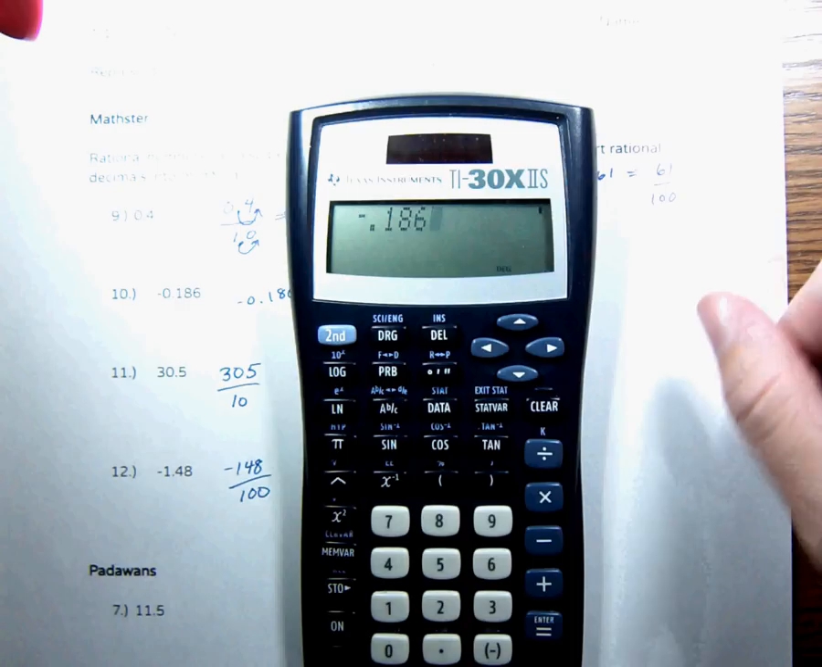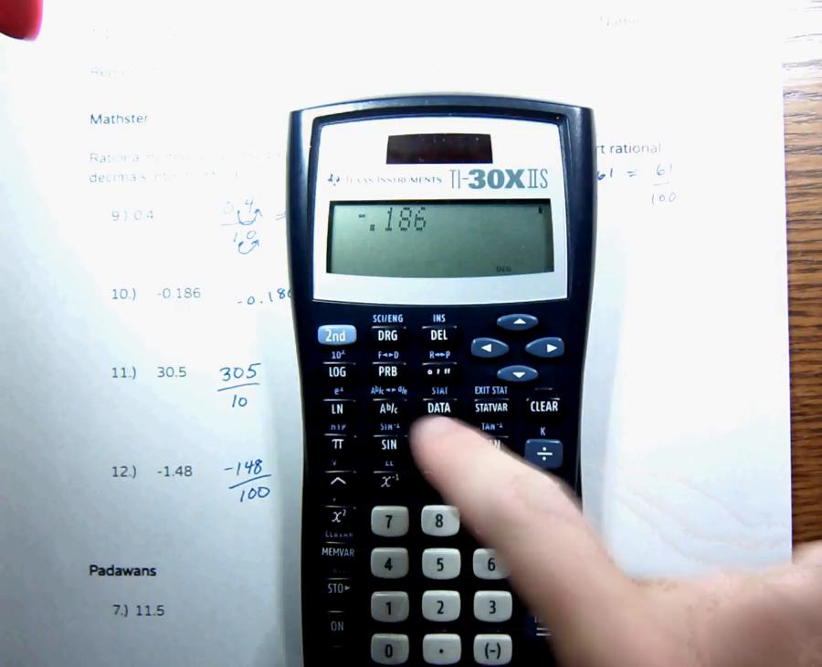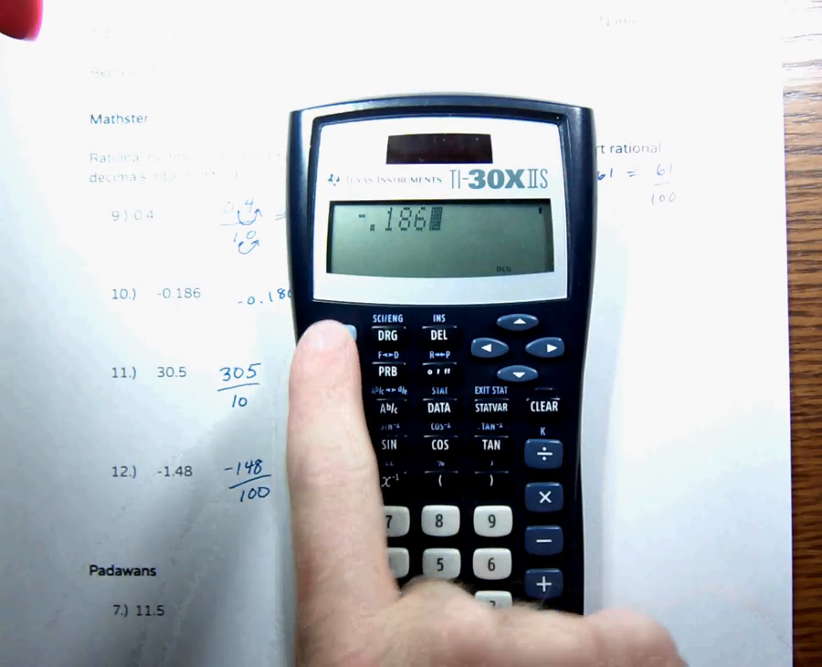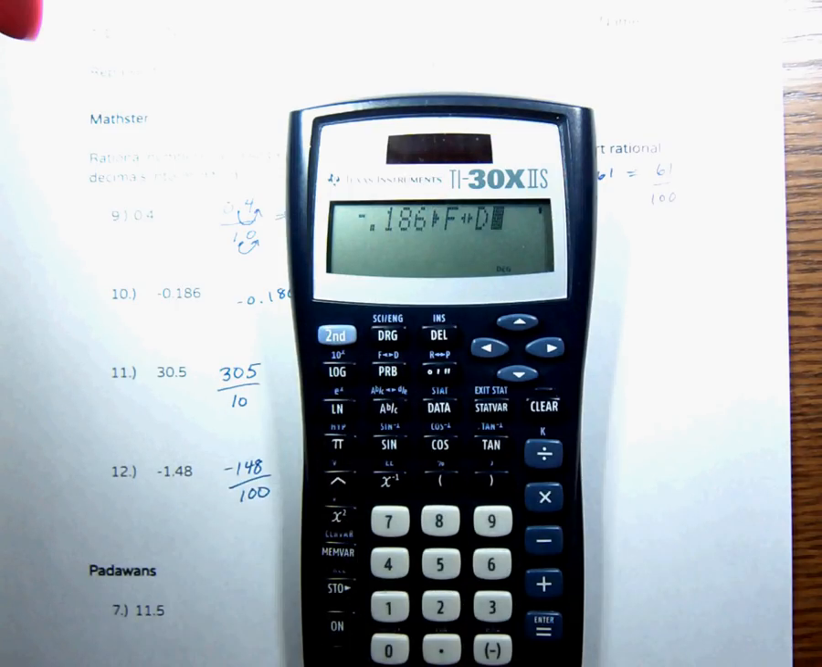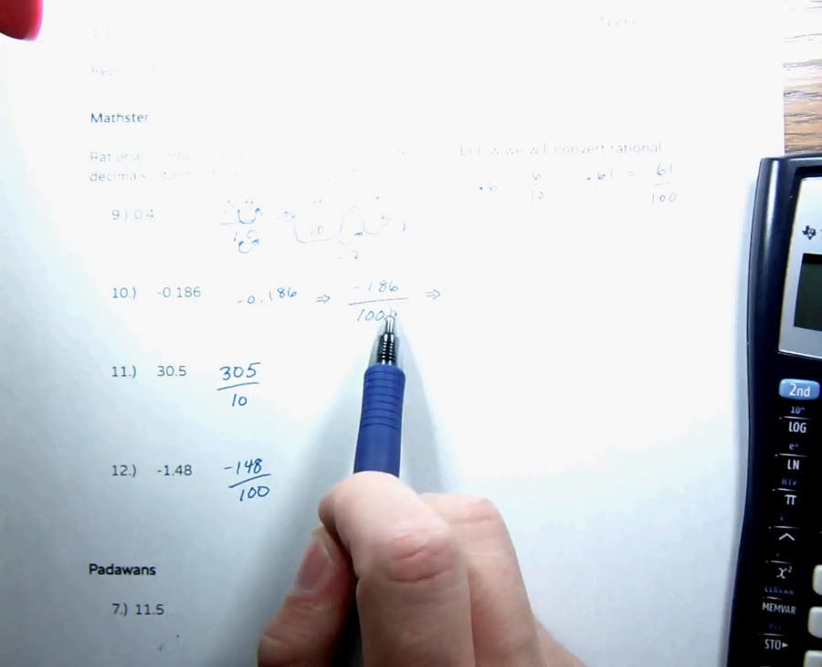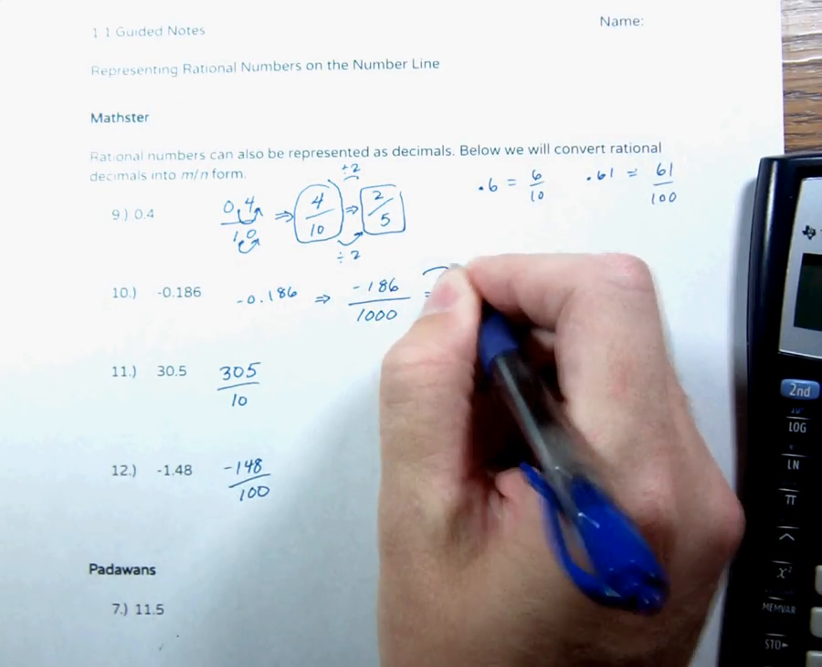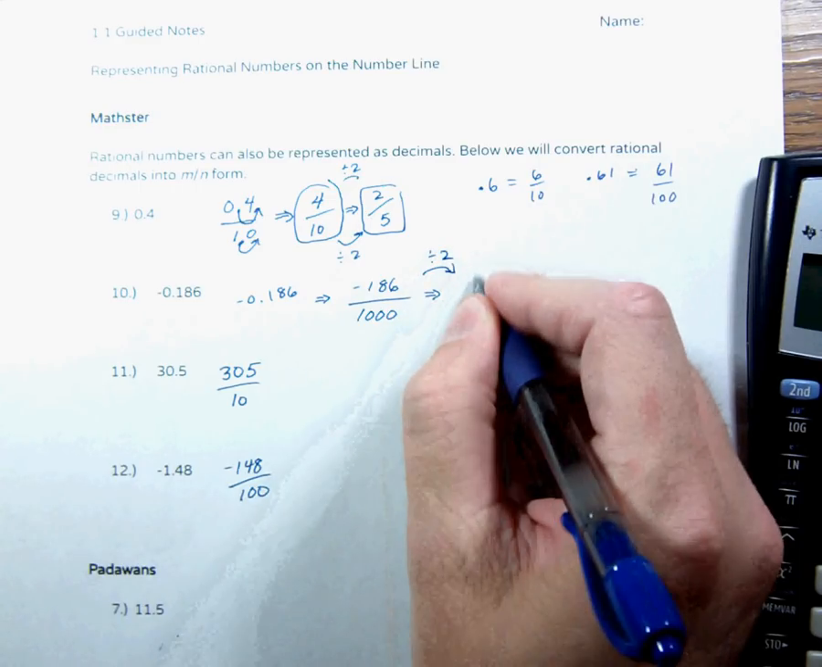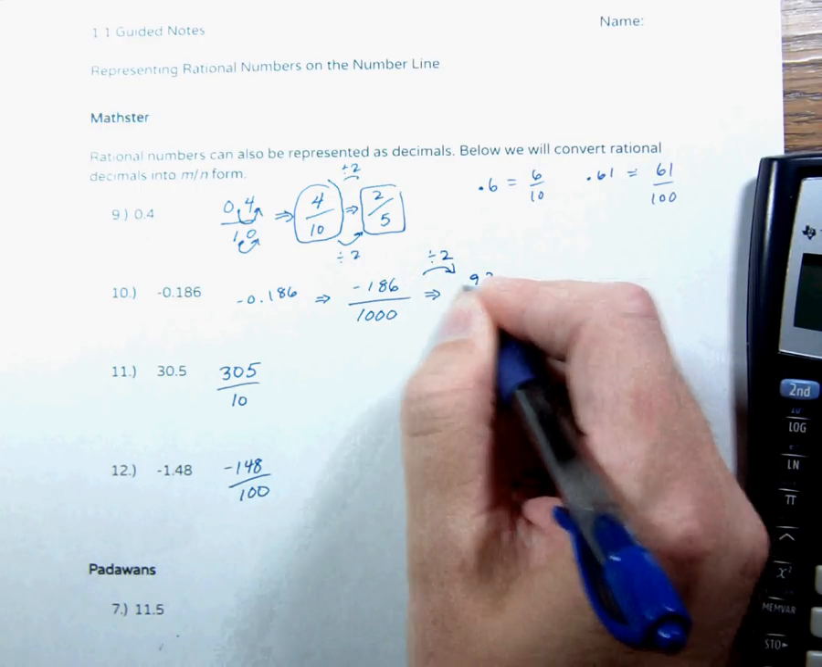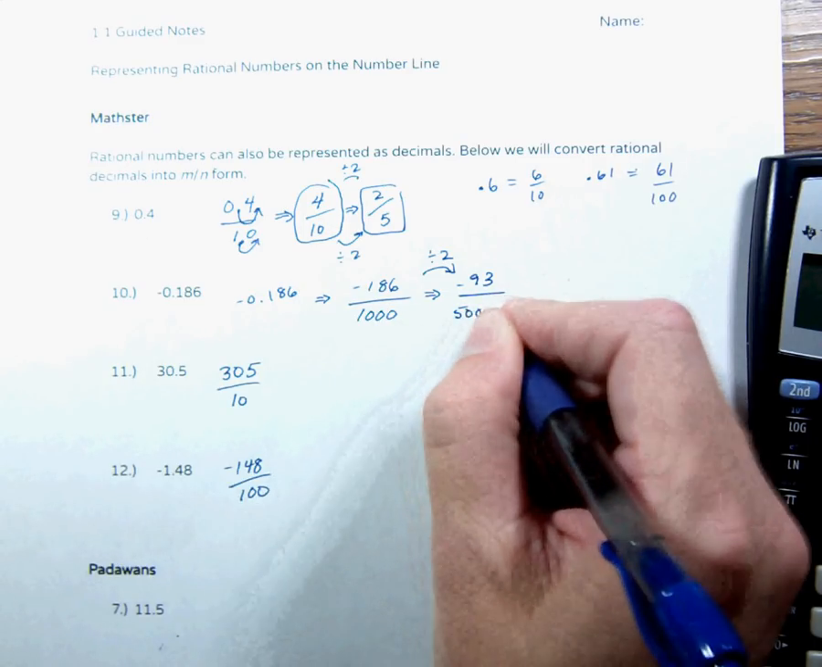Anyways, sorry. Negative 0.186. If I hit second F to D again, and I change that to a fraction, I will get negative 93 over 500. And you know what? That is what this is. If I divide 186 by 2, I get 93, and we want to make sure it stays negative. 1,000 divided by 2 is 500.